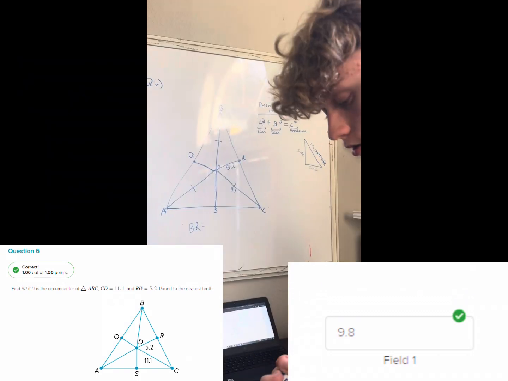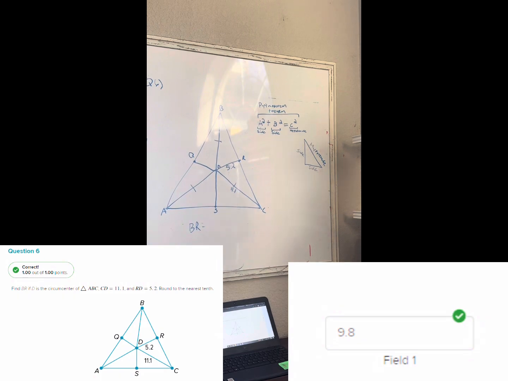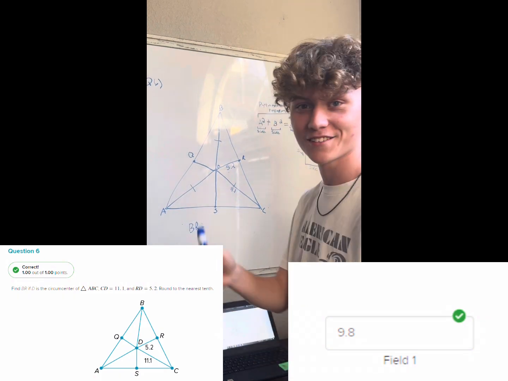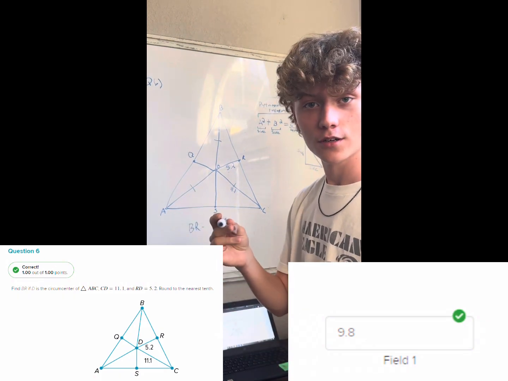Drop the top of my Sharpie. Okay, highlighter, same thing. No, it's not a highlighter, it's a dry erase marker is what it is.